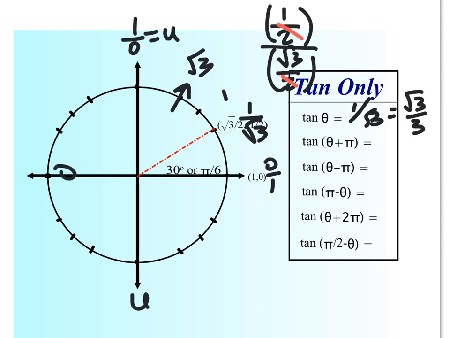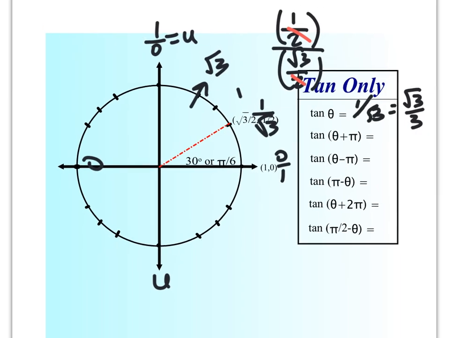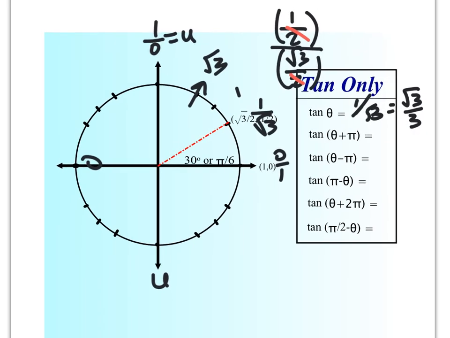And then everything else is just going to repeat with some negatives potentially. Right? We said that in quadrants 1 and 3, we're going to have the same sign for tangent, and quadrants 2 and 4 would all be negative.